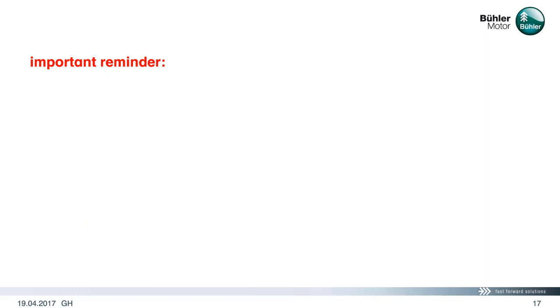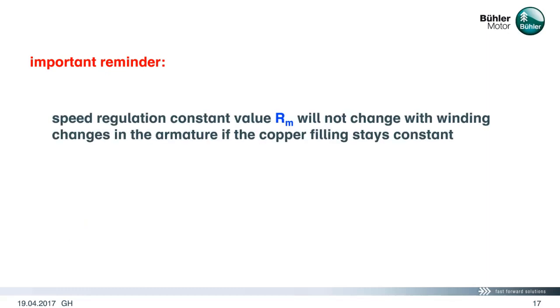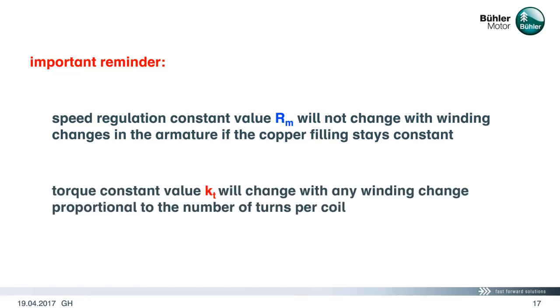An important reminder for all further considerations is that the speed regulation constant value R sub M will not change with winding changes in the armature if the copper filling stays constant. Torque constant value K sub T, on the other hand, will change with winding changes proportional to the number of turns per coil.